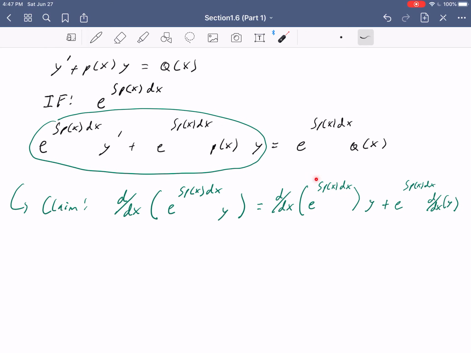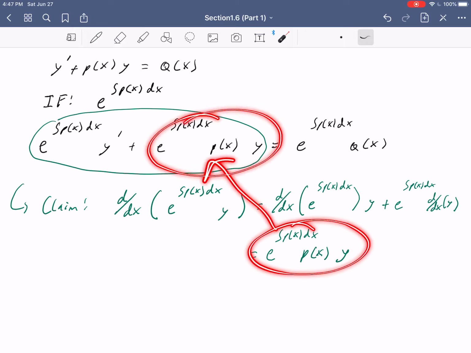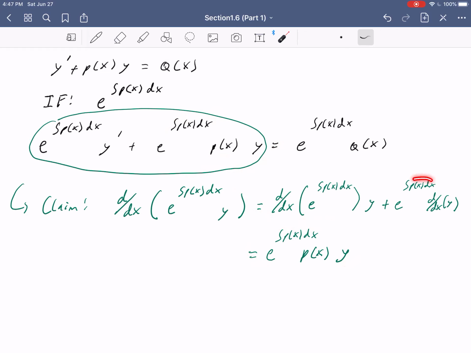Now, this first term is a little bit complicated, but we can do this using chain rule. The derivative of e to anything is still e to that same thing, e to the integral p(x) dx. And then by chain rule, we take the derivative of the inside. The derivative of the integral of p(x) dx, by the fundamental theorem, is going to be p(x). And then, of course, we have y. Notice that this right here resembles this. Perfect. And then here, the derivative of y, we just call that y prime. So that's e to the integral p(x) dx y prime.